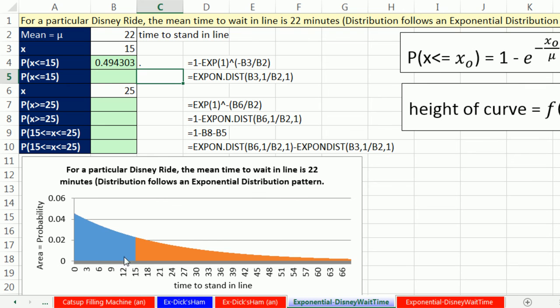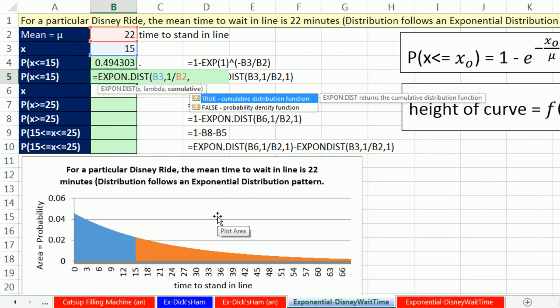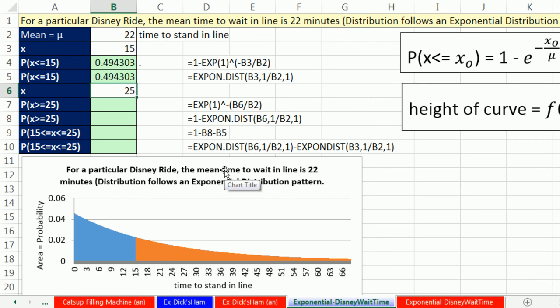That whole area right there. Now, let's use our expon.dist. Our particular x, comma, 1 divided by our mean. And cumulative is 1. That means we're going from 0 all the way up to our particular x, close parentheses, and enter. Whichever way you like it, the actual formula or the expon.dist.